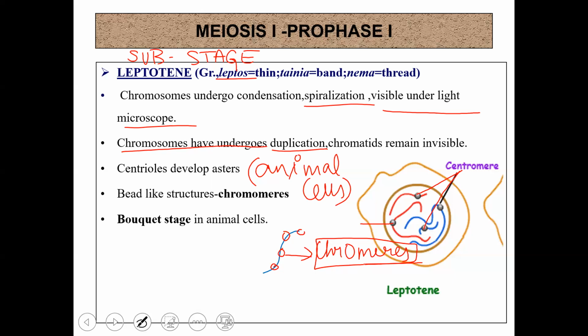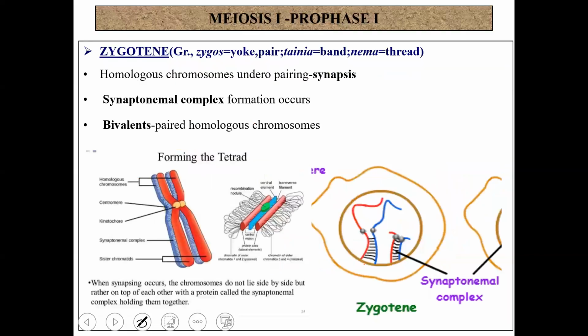So in case of animal cell, they form the bouquet stage, and that is how they appear when we look under the microscope. So this is the leptotene stage. Now later, when it enters the next stage, that is the zygotene stage, the ends of the chromosomes are attached to the nuclear envelope by a structure called the attachment plate. These attachment plates are majorly made up of proteins.